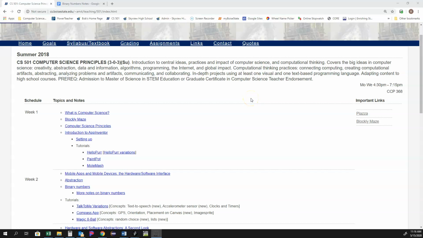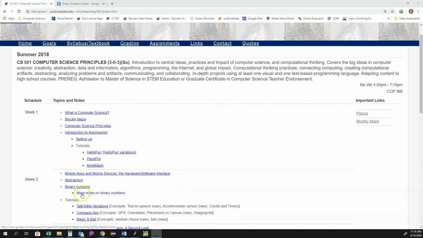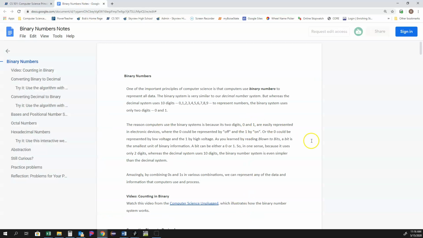Okay, we're going to spend some time talking about binary numbers today. If you're looking on our website under week 2, I'm going to be referring to the handout, More Notes on Binary Numbers. When you select that link, it should open up a document like this. Read through these things, watch the video links. It's really good information here.